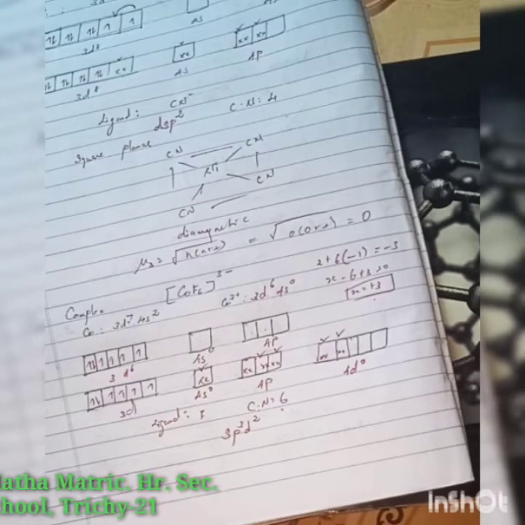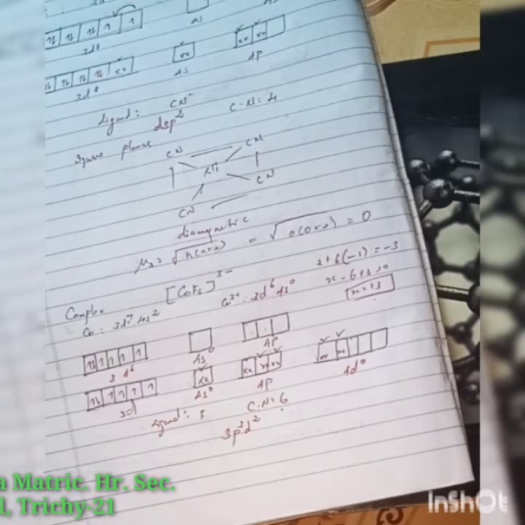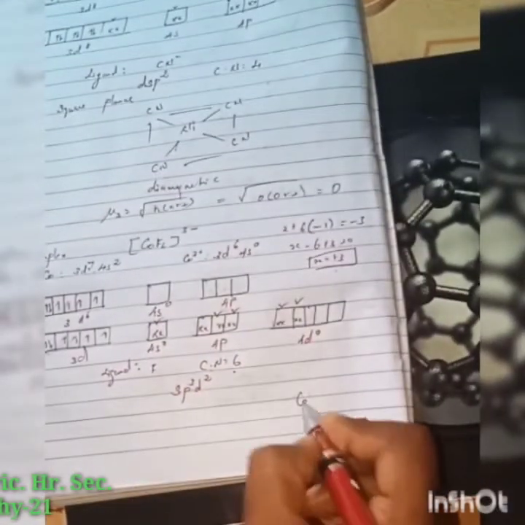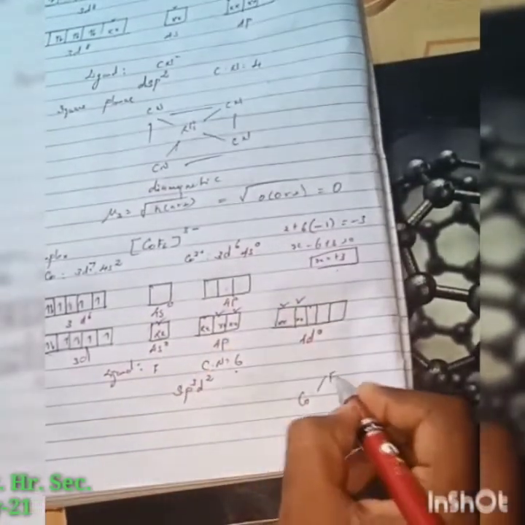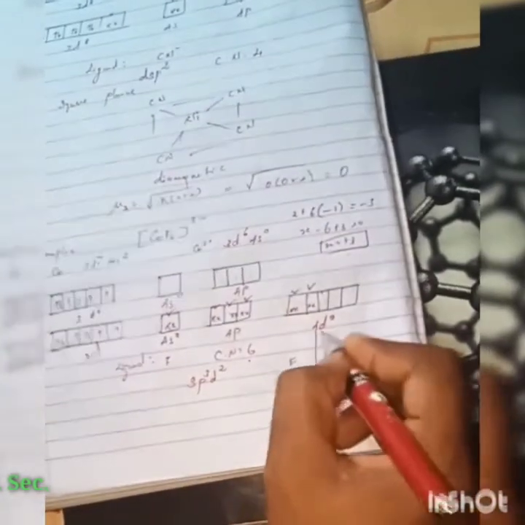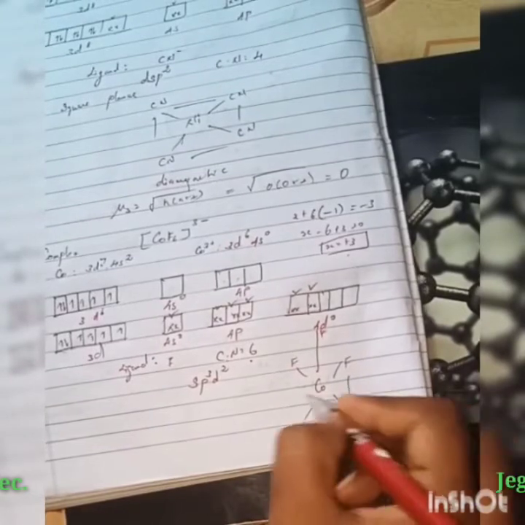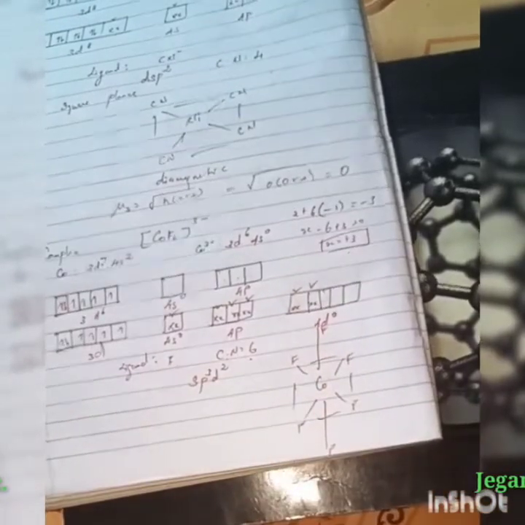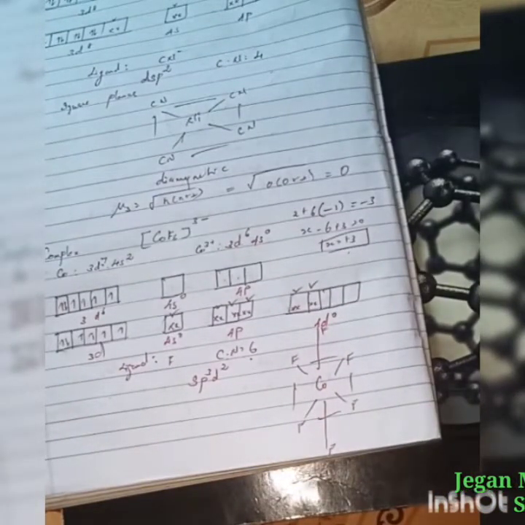With coordination number 6 and sp3d2 hybridization, this is an octahedral complex. Octahedral means cobalt is present at the center, with one fluorine here, one fluorine here, one fluorine here. So this is the structure of the octahedral complex, and the geometry is octahedral only.